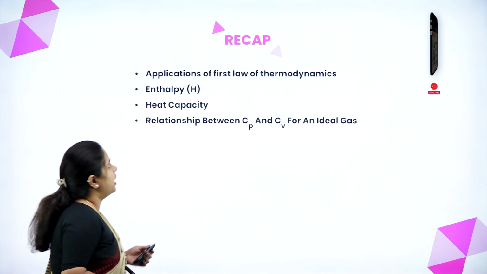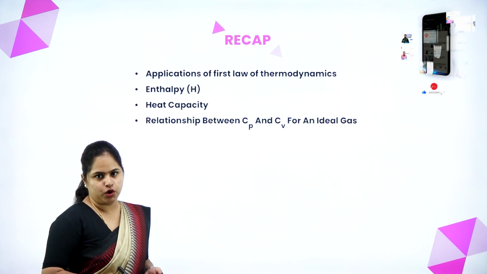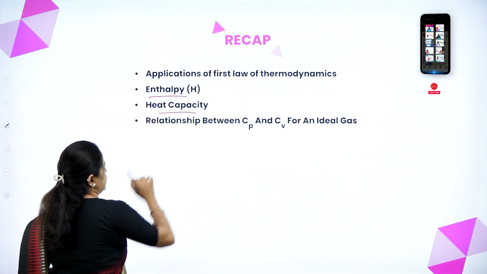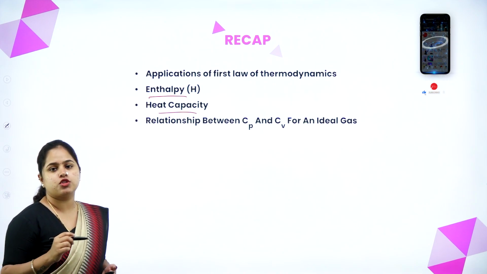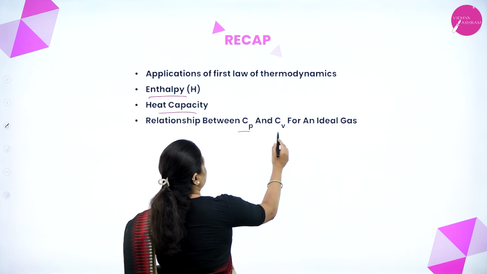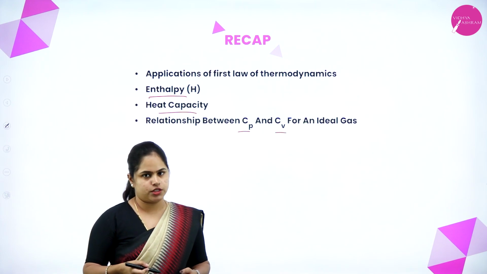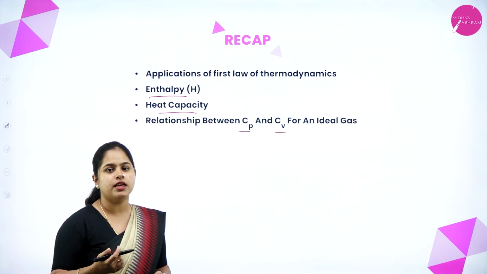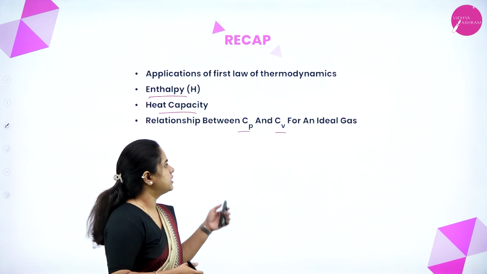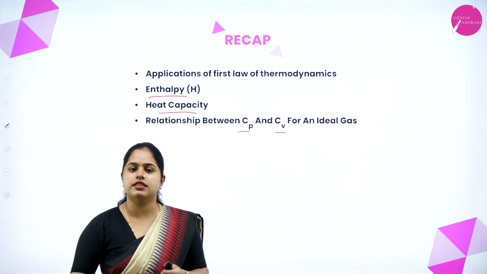Last session, we have discussed the applications of the first law of thermodynamics, and then we studied what is enthalpy as well as heat capacity. Also, we studied an important relationship between Cp and Cv, that is heat capacity at constant pressure and constant volume. That is, Cp minus Cv will give you R, that is the universal gas constant. Right. And it is for an ideal gas. So all this we have discussed in the last session.